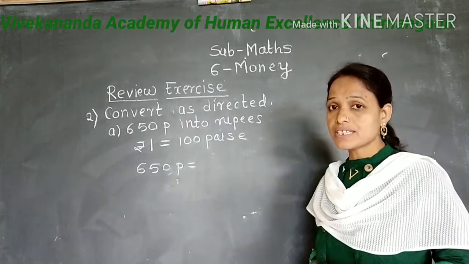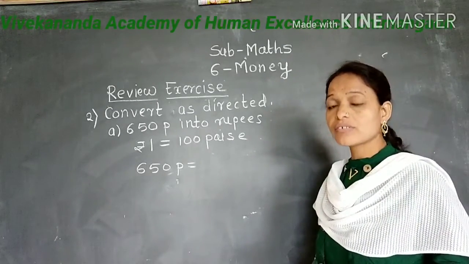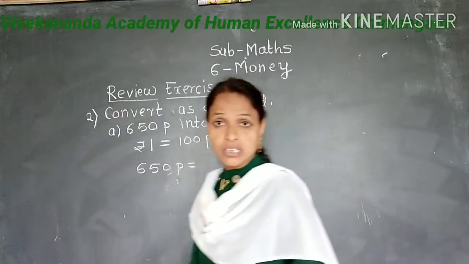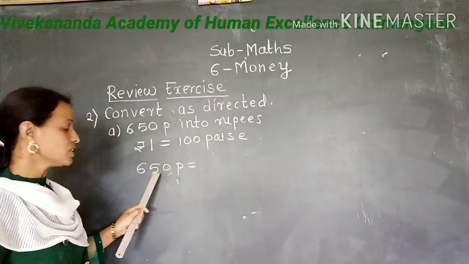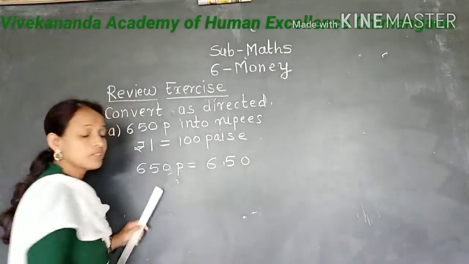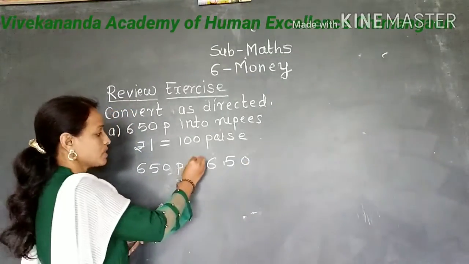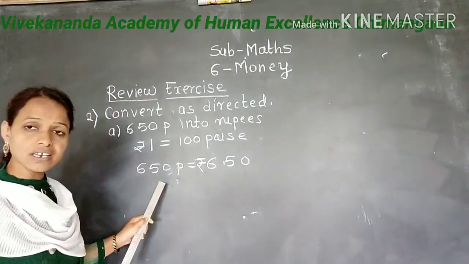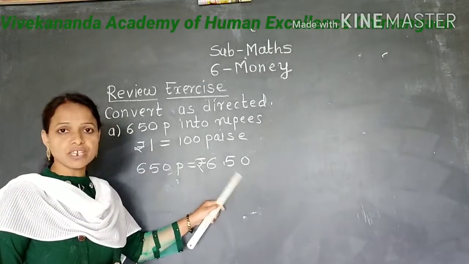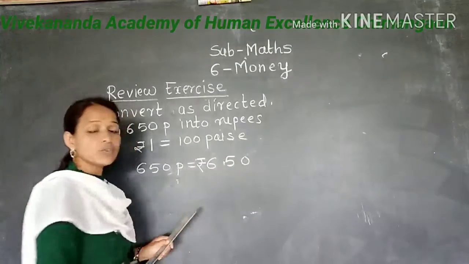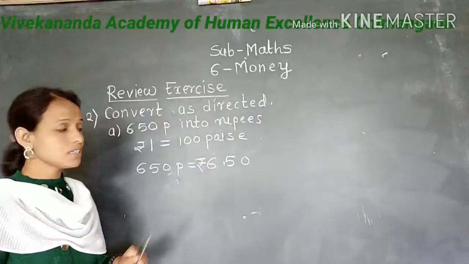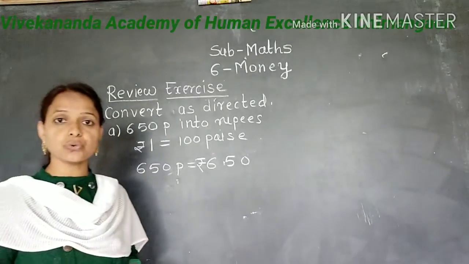To convert paise into rupees, put the dot from the right 2 digits. So here 2 digits from the right, 1, 2. So here put the dot from the right, 2 places. In this way, here 650 paise is converted into 6 rupees 50 paise. Okay, we have to only put the dot from the right of 2 places. In this way, we convert paise into rupees.